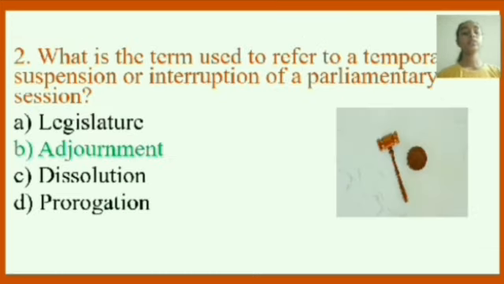What is the term used to refer to a temporary suspension or interruption of a parliamentary session? Option A, legislation. Option B, adjournment. Option C, dissolution. Option D, prorogation. And the correct option is adjournment. Adjournment refers to a temporary suspension of the parliamentary session.